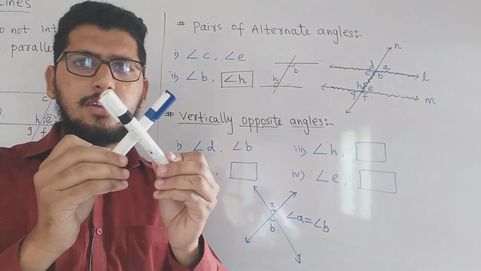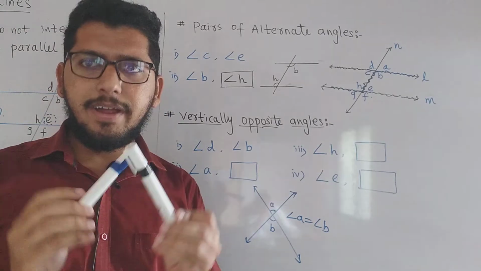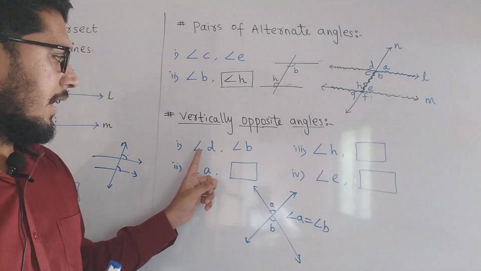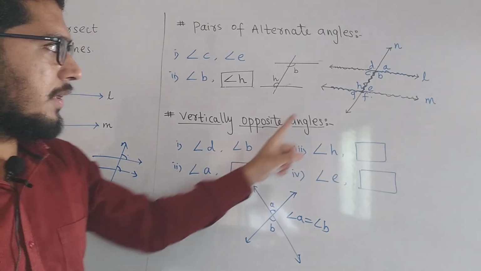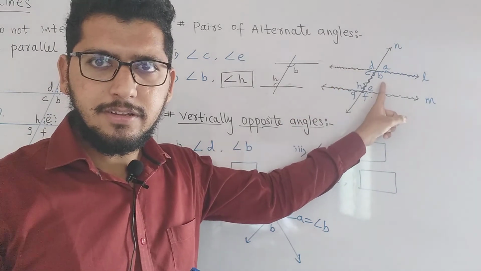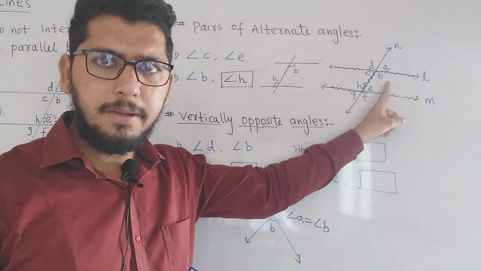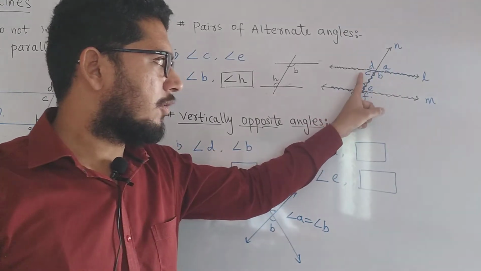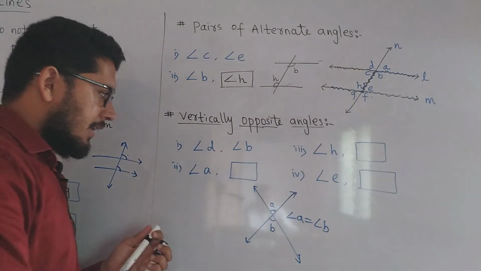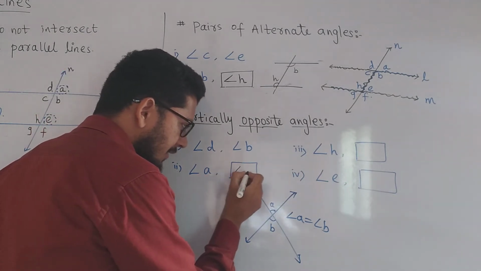When two lines are in cross form, they form two pairs of angles. Likewise here, angle D is vertical with B. D forms B here. Yes or no? What is formed for D? B. Similarly, what will be formed for A? C. So angle A is vertical with angle C.